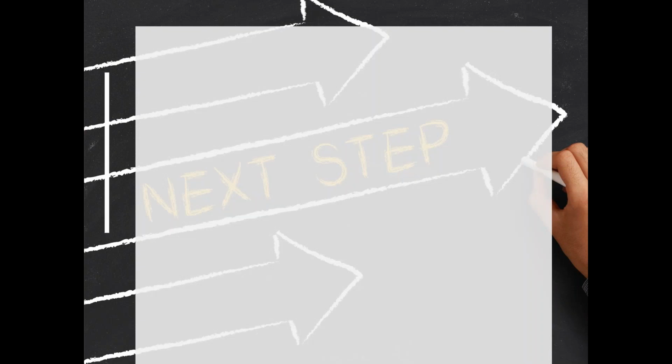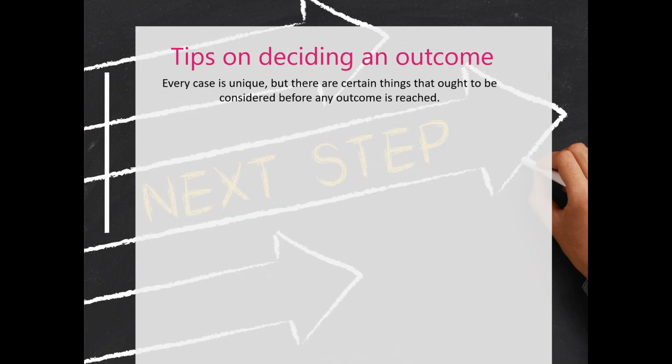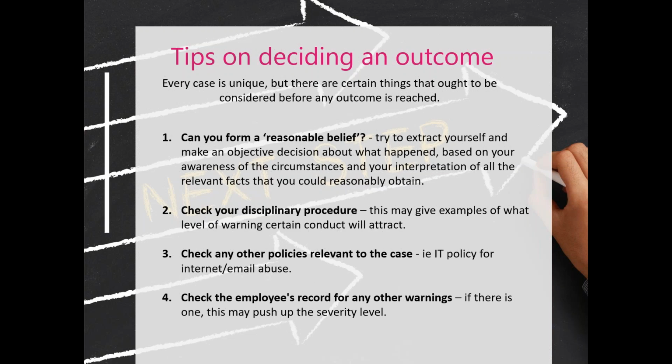Now, conscious I'm towards the end of my hour, but I'm going to just go through these quickly. It goes without saying that every case is always unique, but thankfully there are certain things that must always be considered before deciding on an outcome. Firstly, can you form a reasonable belief? Reasonable belief is a terminology for employment law as opposed to reasonable doubt, which is criminal law. Reasonable belief is much easier to achieve. Nobody expects us, business owners and people doing other things otherwise, to be experts in investigations.